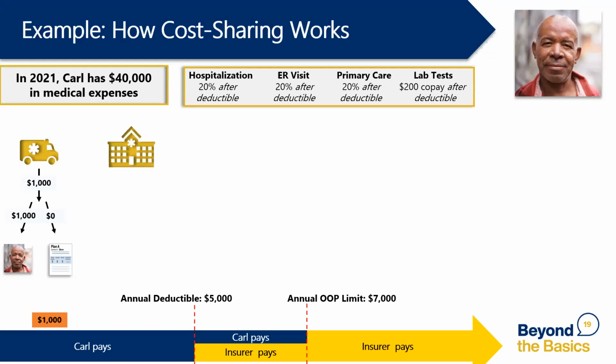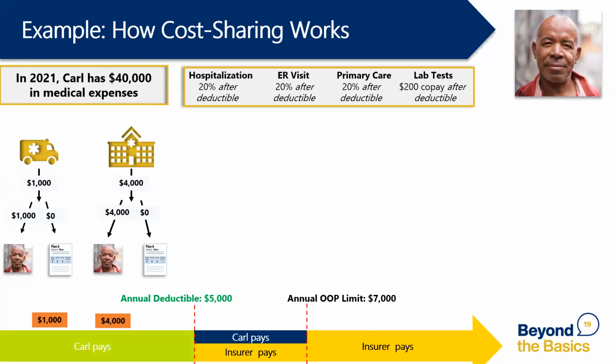Carl's visit to the emergency room costs $4,000, and emergency room visits are also subject to the deductible in this plan. This means that Carl will have to pay the entire $4,000 bill out of pocket. But now, after paying for the ambulance and the ER visit, he's met his deductible for the year in one day. Again, Carl is admitted to the hospital for some tests.